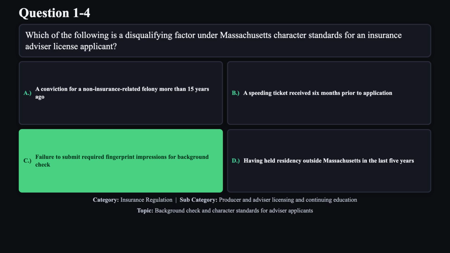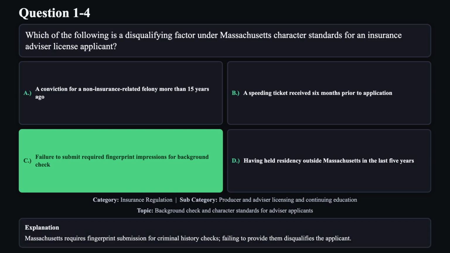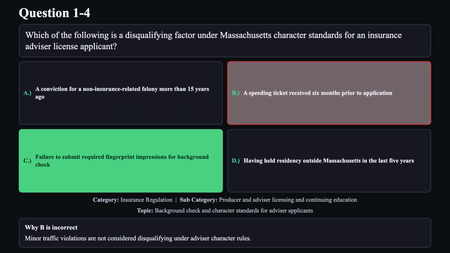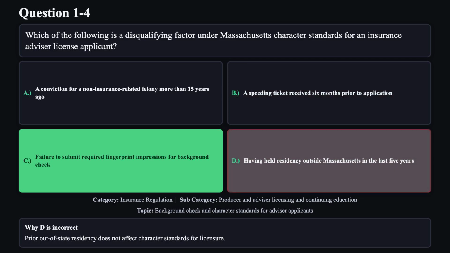The correct answer is C. Massachusetts requires fingerprint submission for criminal history checks. Failing to provide them disqualifies the applicant. Reason A is not correct. An old felony conviction beyond statutory limit may not automatically disqualify under character standards. Reason B is not correct. Minor traffic violations are not considered disqualifying under advisor character rules. Reason D is not correct. Prior out-of-state residency does not affect character standards for licensure.